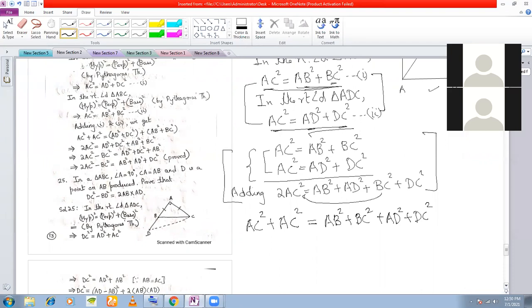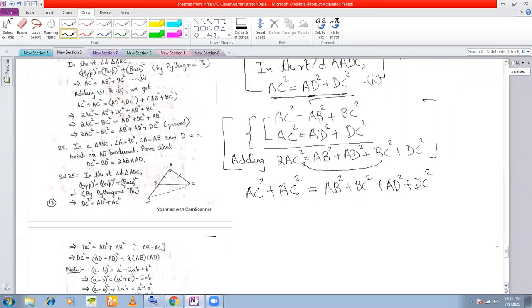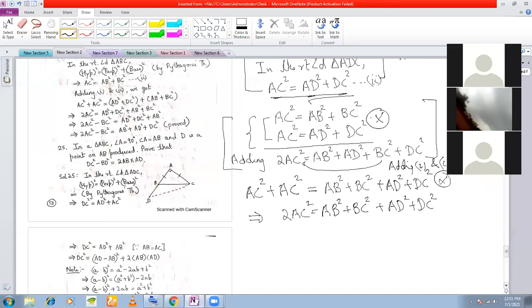Who asked the question? Sir, yes, sir. Fine. Now that you have understood, let's try it this way only. If you could not understand this, then you can try this. The idea here is adding 1 and 2. Okay. Now if you look at the proof, let's simplify this here. You get twice AC square is equal to AB square plus BC square plus AD square plus DC square, right?